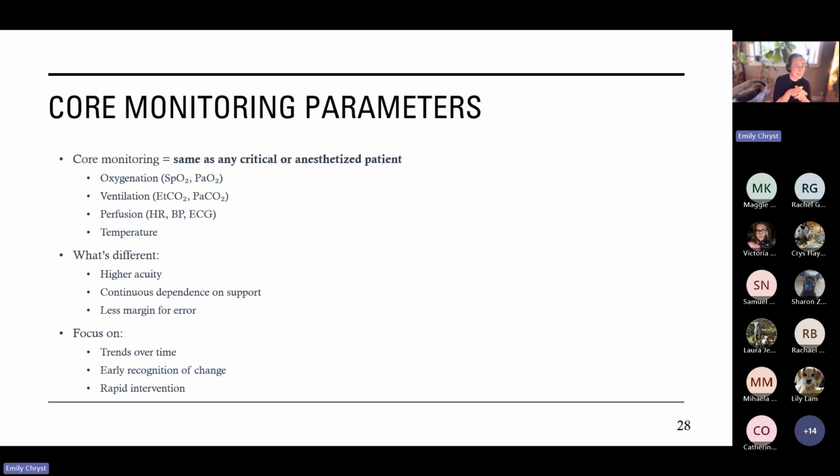Again, the biggest difference is that these patients are going to be higher acuity. They have continuous dependence on us for support, and there's less of a margin for error. So really, we should be focusing on trends over time to pick up on early recognition of change and then intervening quickly before those changes become scary.